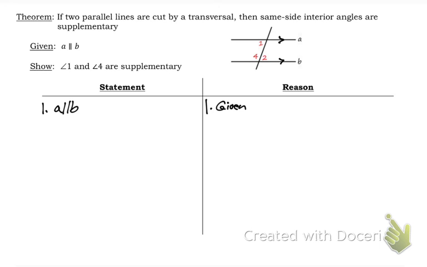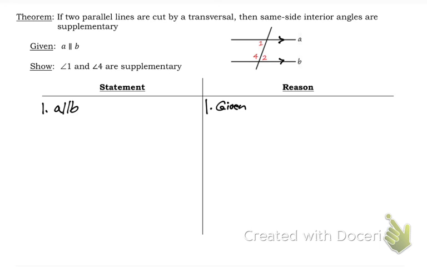Would it be 1 and 2? Well, we can't say 1 and 4 are congruent because we'd have to use same side interior angles. So we have to figure out a different way. Do 1 and 2 work for alternate interior angles? We might have to use that. So we could say that.